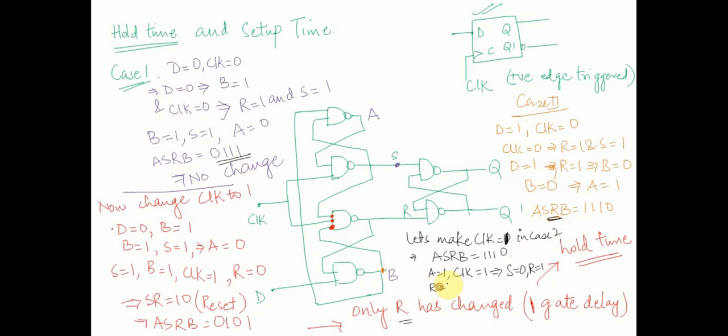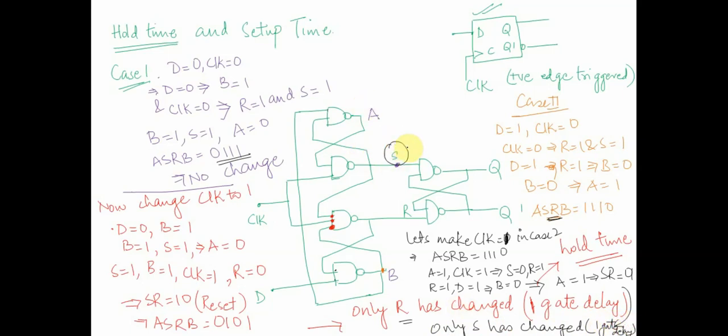If R is equal to 1 and D is equal to 1, this would imply B equal to 0. R and D both being 1 will make B equal to 0. And B equal to 0 will imply A is equal to 1. If A is equal to 1, this would imply S and R are 0 and 1. Basically, what has happened over here is S has changed from 1 to 0. Now only A has changed here after 1 gate delay. In this particular case, only S has changed after 1 gate delay.